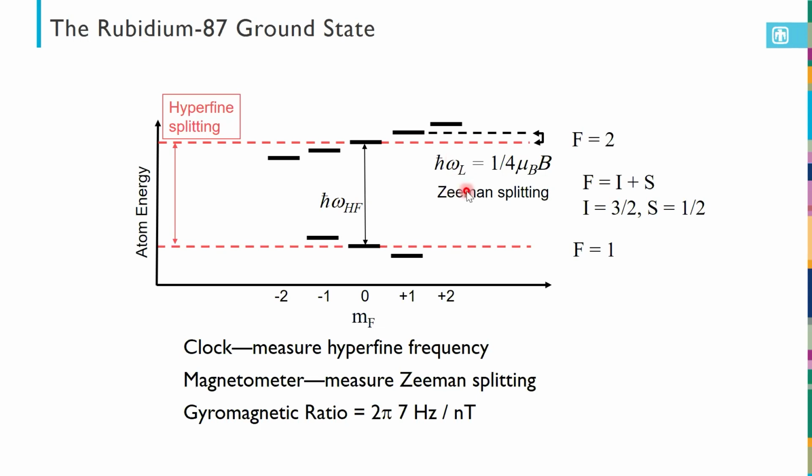We're worried about this Zeeman splitting, and you might notice this ħω_L, where the L stands for Larmor precession frequency. This splitting corresponds to a frequency, and in rubidium-87, the gyromagnetic ratio that determines this frequency and its proportionality to a magnetic field is given by 2π times 7 hertz per nanotesla.